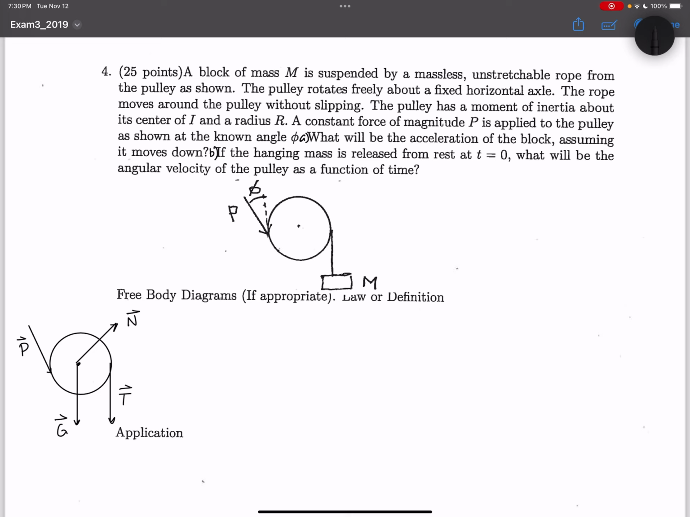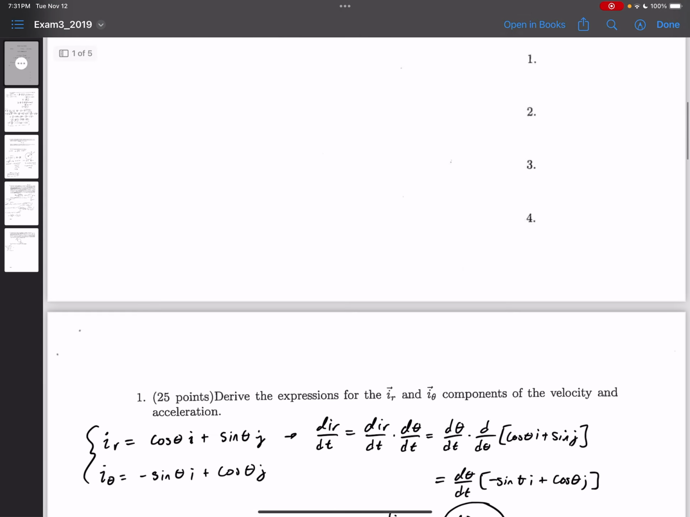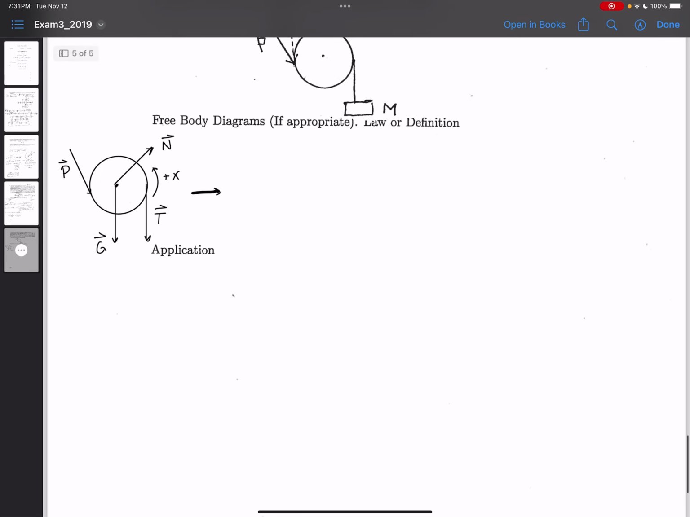Oh, then I guess we could do our coordinate system here. We can say that, again, the counterclockwise direction is plus x in most cases. Yeah. And then we have IR out here.